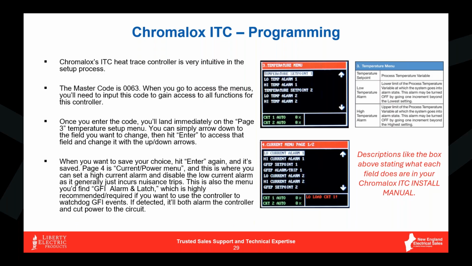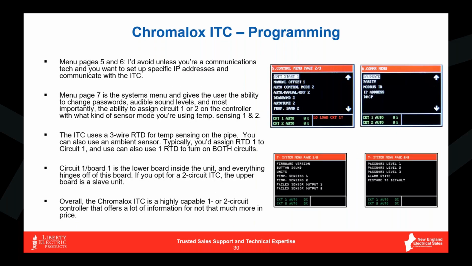So, what is neat about Chromalox's materials is that you can go into the installation manual for the ITC controller. You can read up on each one of these fields, what it does. It does a really nice job, I think, of giving you those descriptive definitions. Personally, I won't mess with pages 5 and 6. I'm not a communications guy. I don't really get into things like baud rate and Modbus IP addresses. So I leave that up to the communications guys. I show them how to get there, and then they're very intuitive. They can take care of the rest from where they are.